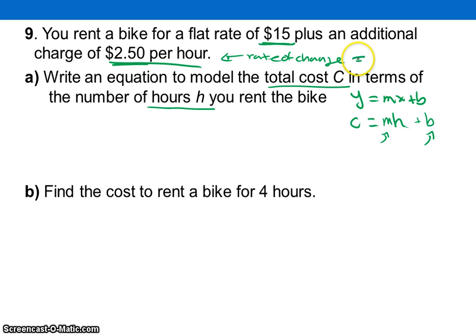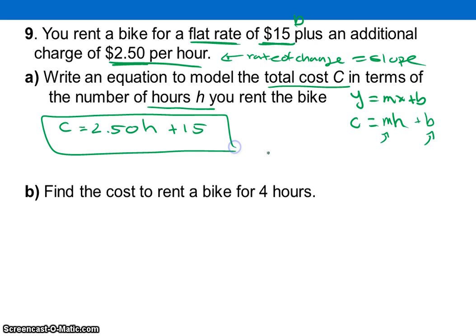So this is my rate of change, and my rate of change is my slope, because it's $2.50 per hour. So I know it's going to be $2.50 times the number of hours. So I know the cost is $2.50 times H. Then what do I do with this other thing I underlined? Is that important? Yes, because they said they're charging us $15 plus that additional charge. Oh, so the flat rate is always going to be my y-intercept. Yes, ma'am. Okay, so it's going to be plus 15. So that's going to be the equation that we have.